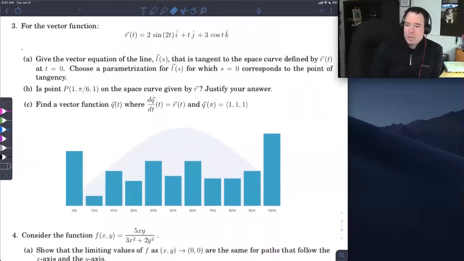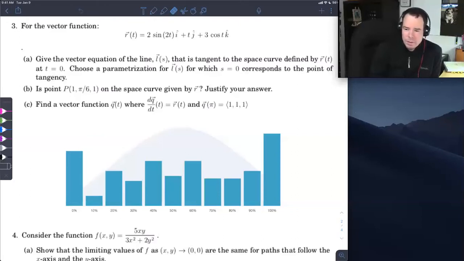This question, which was about the parametrized curve and doing a couple of things with it, finding a tangent line for one, that was part A, and just making sure that when you do parameterize your tangent line, you pick your parametrization so that the value which corresponds to 0 of the parameter is the point of tangency, and then as your parameter increases, you go off in the direction of the tangent line, and as it decreases, you go off in the opposite direction of the tangent line. So that one was fairly well done.